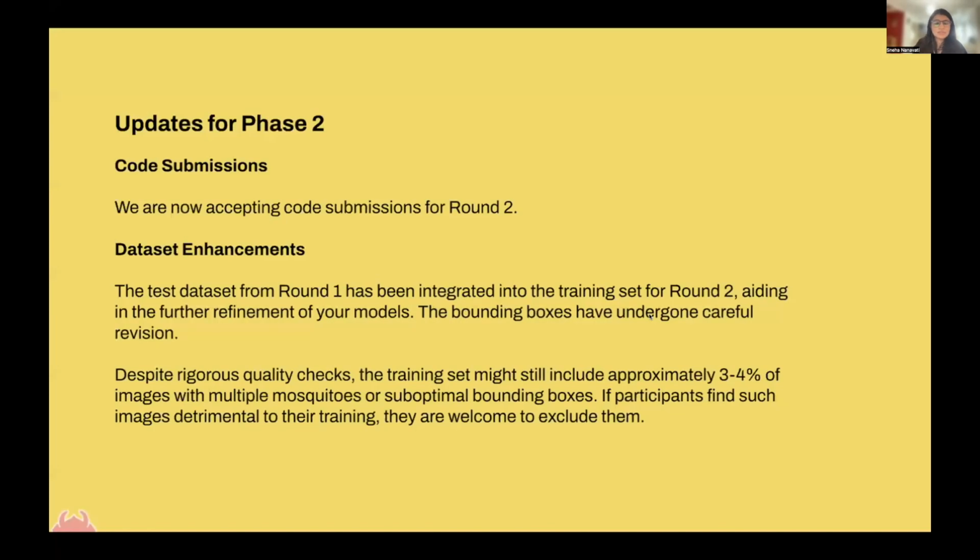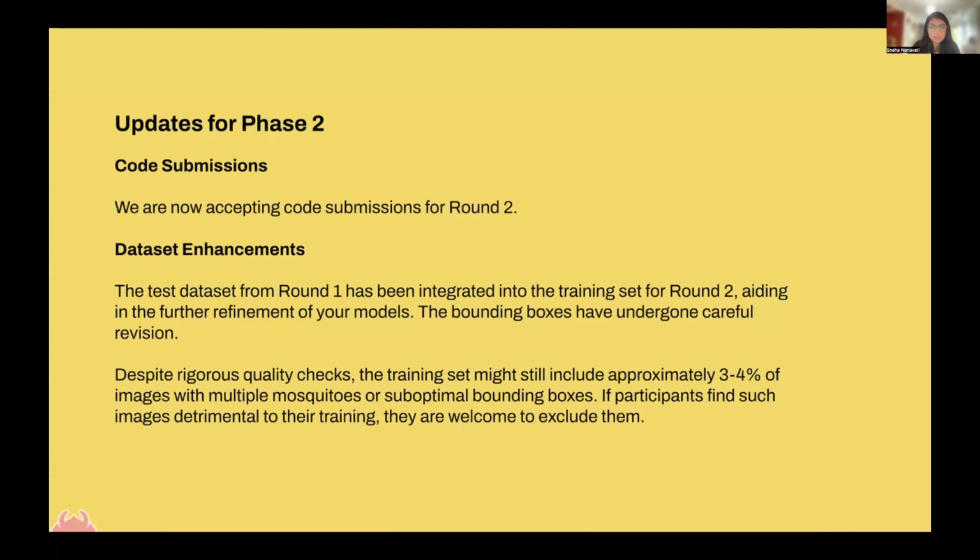And yeah, so here are some of the main updates for phase 2. This phase will be accepting code submissions, and more details on this will be included in the starter kit. The data set for this phase is also improved. So the test data set for round 1 has been integrated into the training data set for round 2.